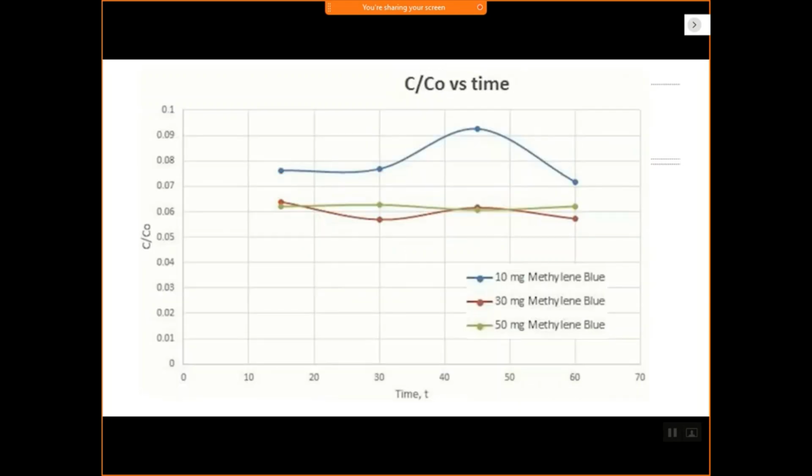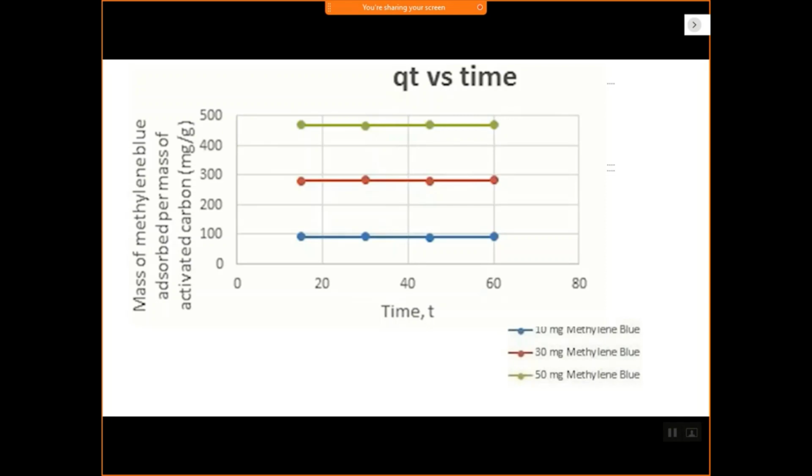Usually you would have peaks or lines that look like the red and gold or green line there, ideally. But there may be some desorption that occurs with the smaller amounts of methylene blue just because there wasn't a whole lot available there. Yeah, it's hard to say exactly why that occurred.